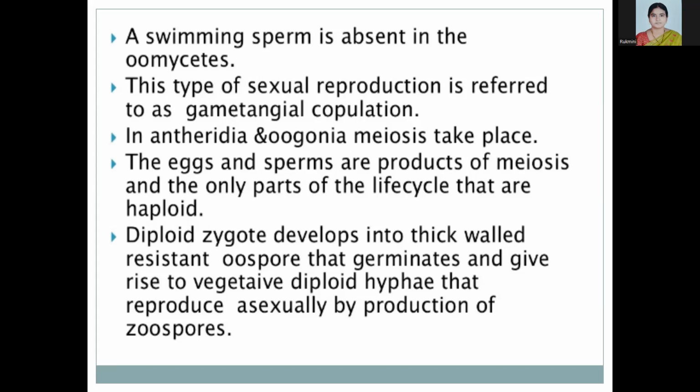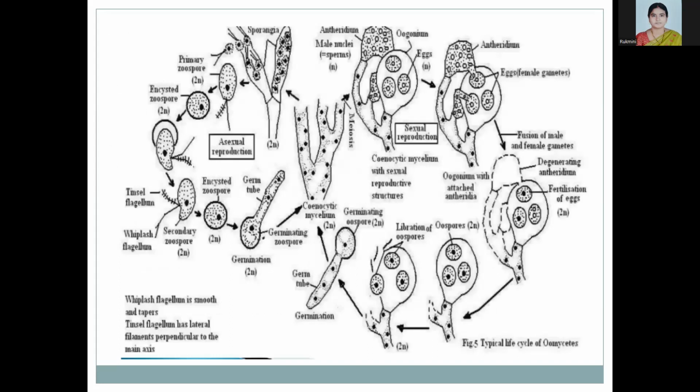As a result of sexual reproduction, one diploid zygote will form. This diploid zygote germinates and gives rise to vegetative hyphae that is also diploid in condition. This diploid vegetative hyphae reproduces by asexual method. As a result of this asexual reproduction of vegetative hyphae, zoospore formation will take place. This is the life cycle of oomycetes members. How sexual reproduction and asexual reproduction take place is explained in this flow chart.